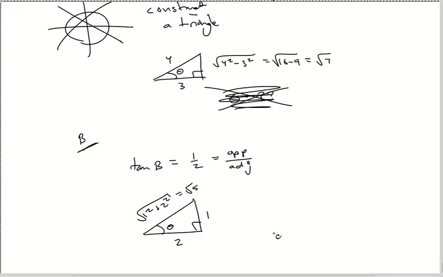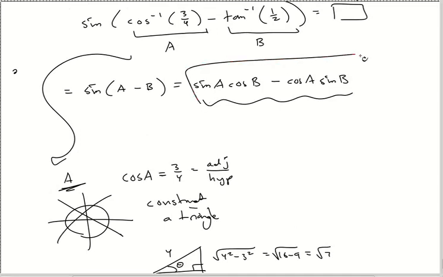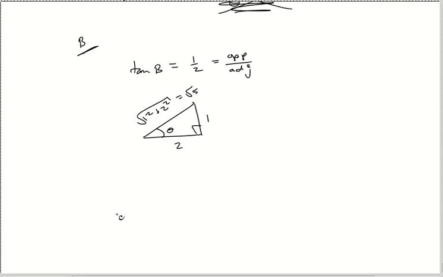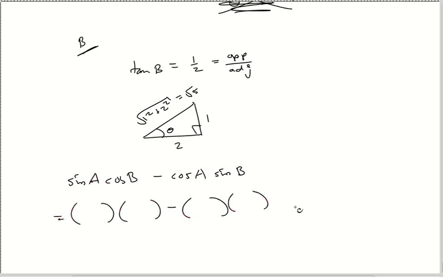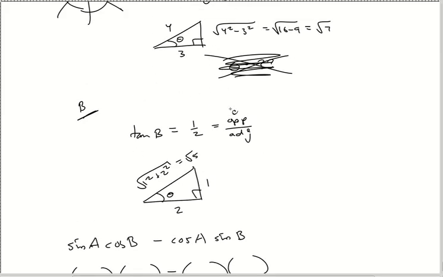What am I supposed to do now? Well, let's go back to my answer here. I'm going to rewrite it. This is my answer. I just need to put numbers to it. So I've got sine A cosine B minus cosine A sine B. Each one of these is a number coming from these 2 triangles here, somehow.